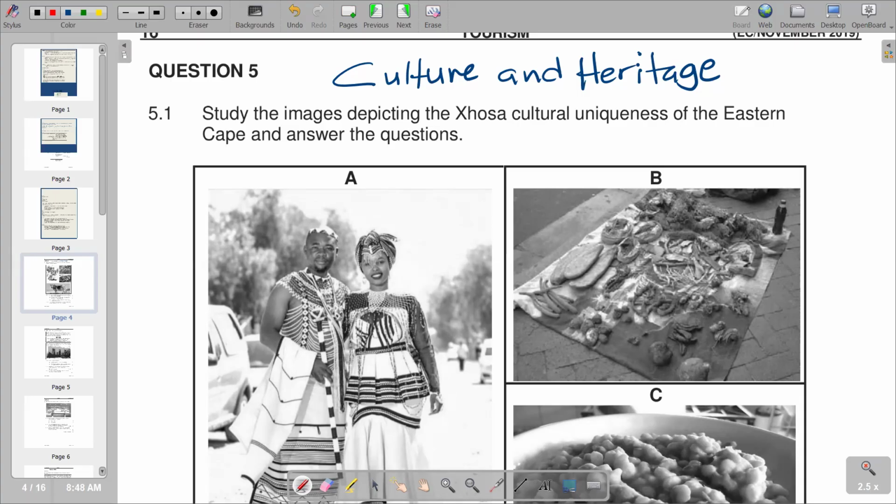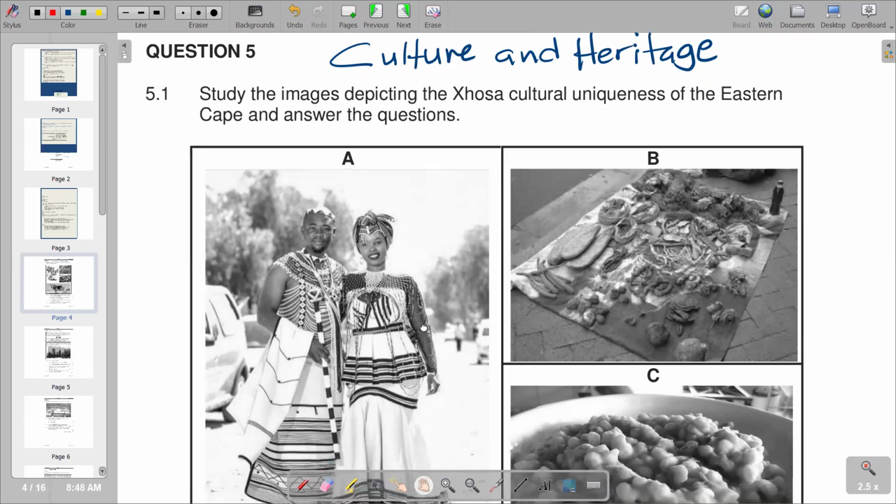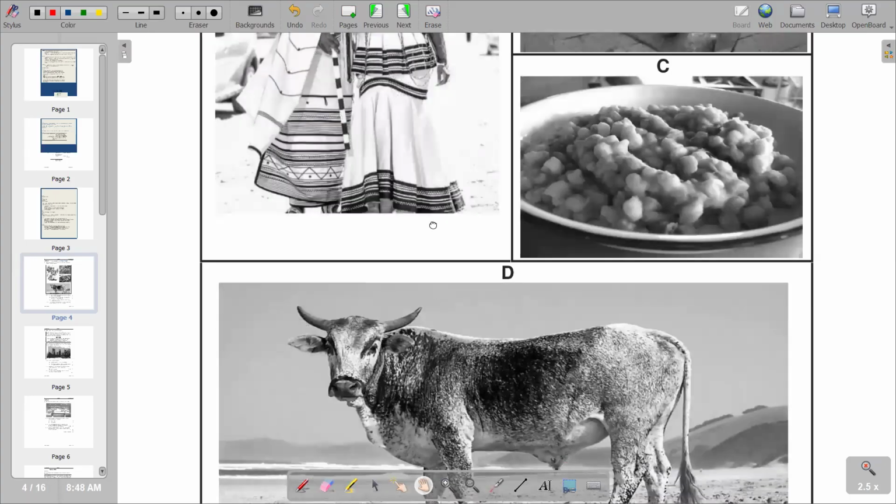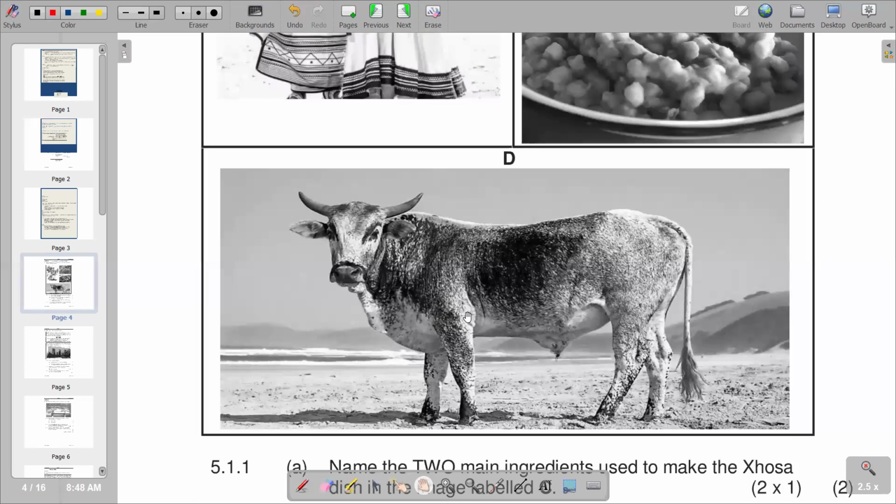In this video, I want to look at a question on culture and heritage. So we're going to look at question 5. Our question 5.1 reads, study the images depicting the Xhosa cultural uniqueness of the Eastern Cape and answer the question. So you're given different images from image A, B, and go down to C. We also have image D that you just need to go through.